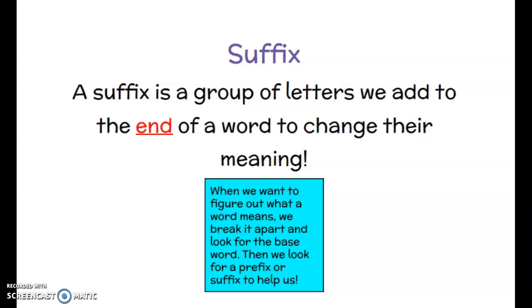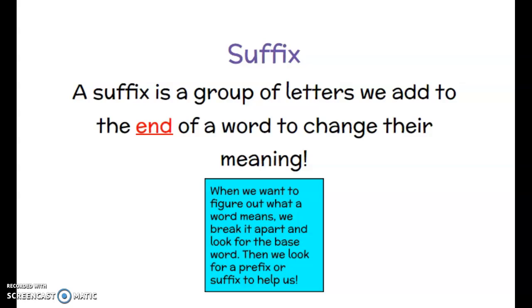A suffix is a group of letters that we add to the end of a word, and it helps us change their meaning. Understanding suffixes, which is that group of letters at the end of the word, will help us to break words apart so we can understand better what they mean. So whenever we see a big word that maybe we're not sure how to read, we can pull that suffix off of the end, those ending letters that we learn, and we can break the word apart to see how we can read it and understand what it means.